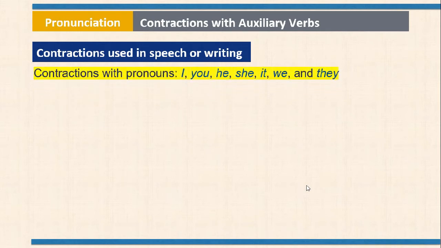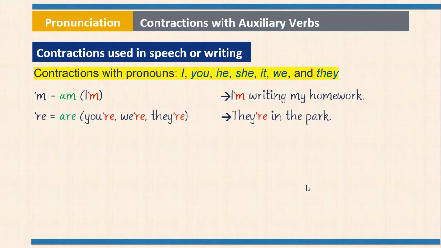Contractions with pronouns I, you, he, she, it, we, and they. Apostrophe M equals am, like in I'm. For example, I'm writing my homework. Apostrophe RE is short for are, like in you're, we're, they're. For example, they're in the park.